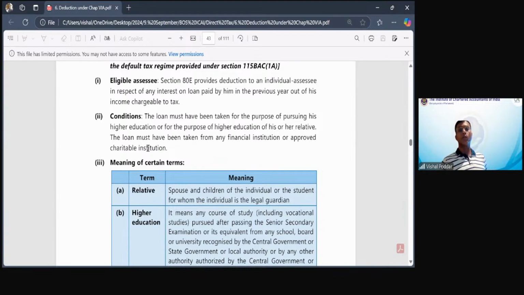Who is this one person who is added? He is the person for whom you are the legal guardian. So who is this person? This person is your legal ward. So you have taken a higher education loan for your own education, education of your spouse, education of your children, or education of that particular child for whom you are appointed, nominated as the legal guardian, who is called your legal ward.